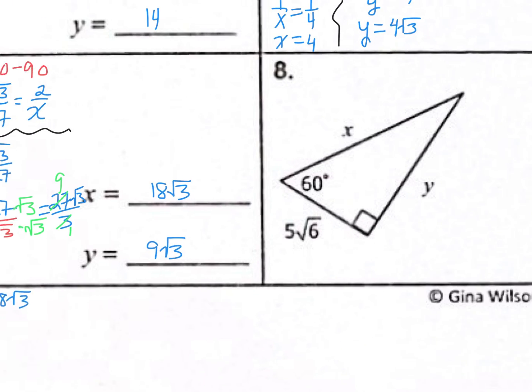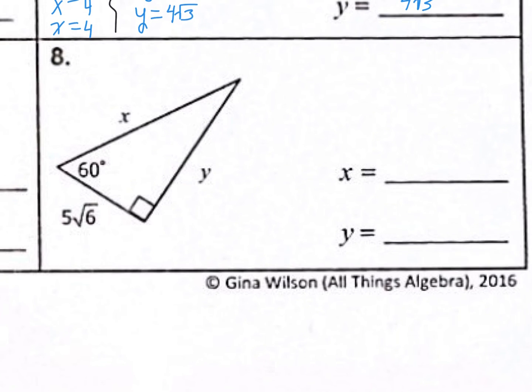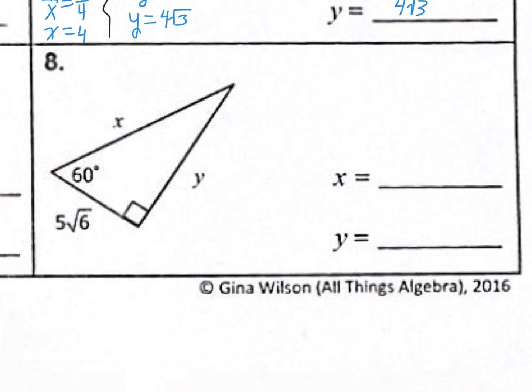All right, last problem on this sheet and last problem for today. We'll do the second half tomorrow. So then for this one, I've got 60 degrees there, so 30 degrees is there. And that means I'm going to start off with my 30, 60, 90.